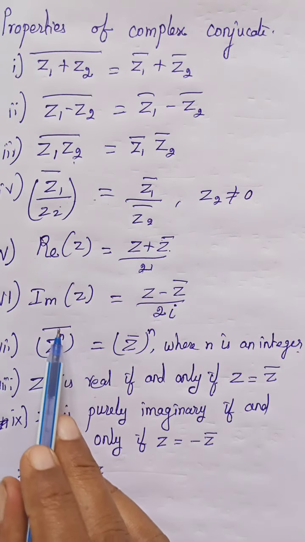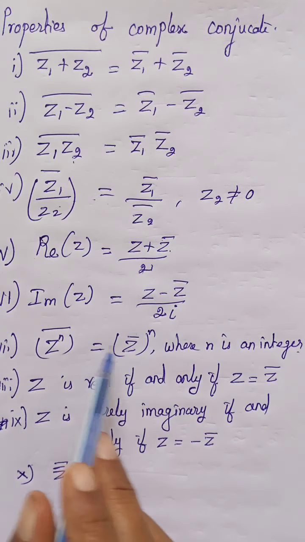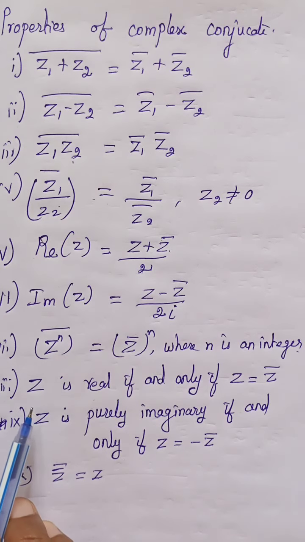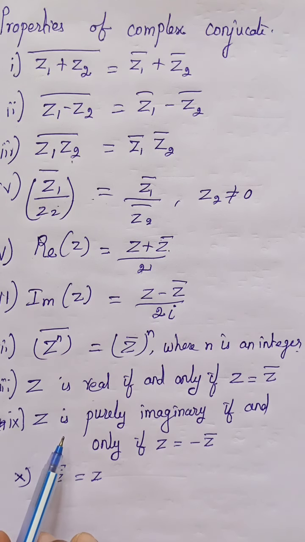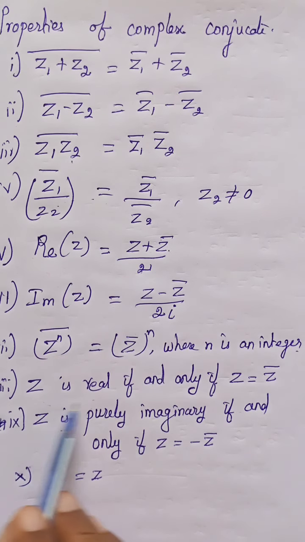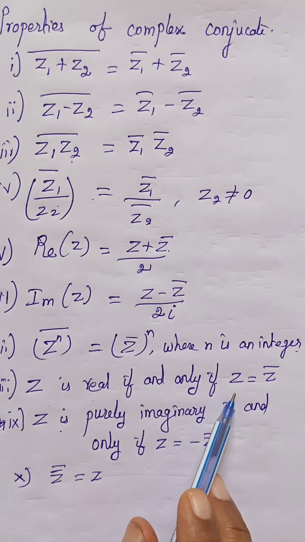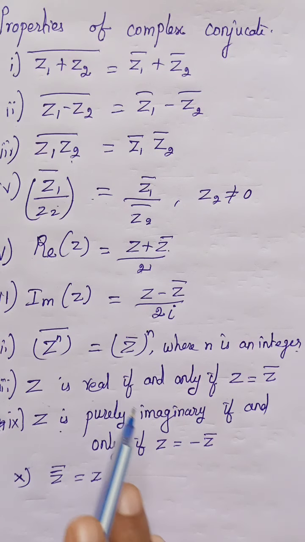Then (z^n) bar is equal to (z bar)^n, where n is any integer. Now z is real means z and z bar will be equal. Z is real if and only if z equals z bar. The same way, if z equals z bar, we can say that z is real.